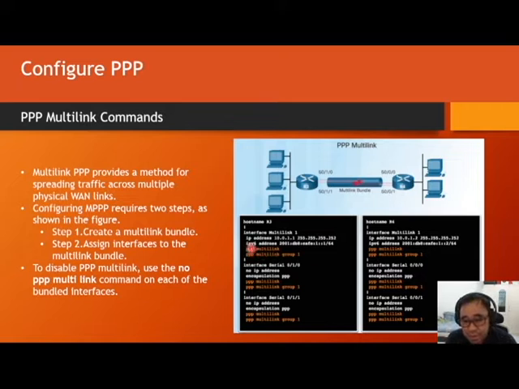So we have hostname 3 and hostname 4. For each host, you do the configuration. Configuring PPP requires two steps as shown in the figure. Create a multi-link bundle. Assign the interface to the multi-link bundle. Here we assign the interface. To disable PPP multi-link, use the no ppp multilink command on each of the bundle interfaces.